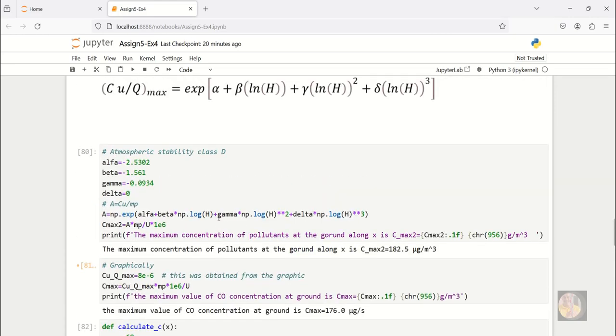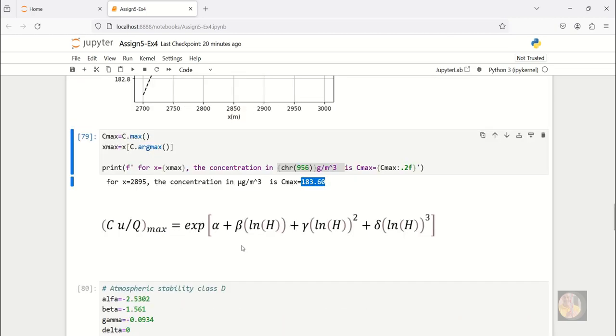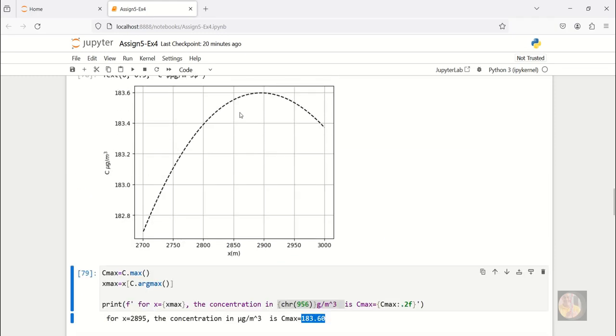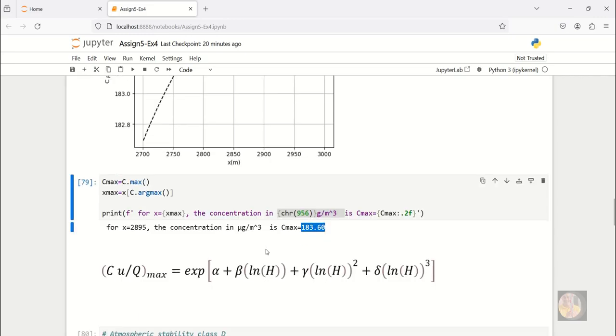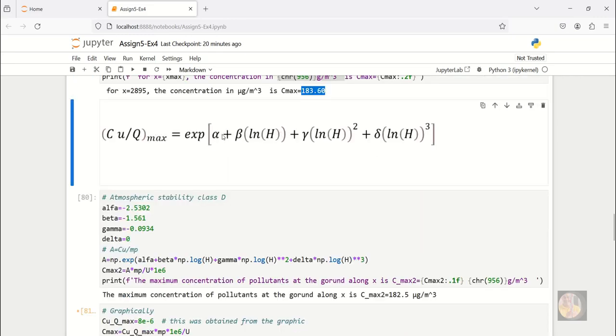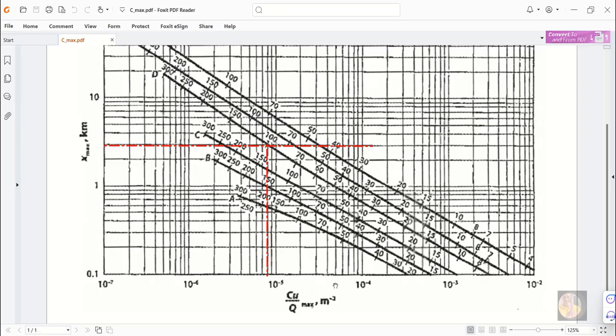So now, if you work in an exam or something like this, on paper without a computer, it will take a lot of time to draw the curve, and I will not use the graphic method. I will prefer this method or this formula. What is good in this graphic is that it gives you directly the value of x max and cu divided by q max. Okay.